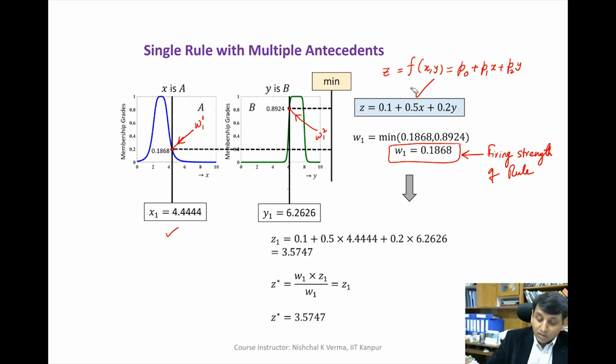So here what is Z1? Z1 is this. So Z1 corresponding to X1, Y1, and P0 is known, P1 known, P2 known. And W1 is also known, so we can quickly get Z1 corresponding to X1 and Y1. And since we have again here the single rule, the output is going to remain the same. So the weighted average, even if we take here, is going to be 3.5747. So this is equal to Z1.